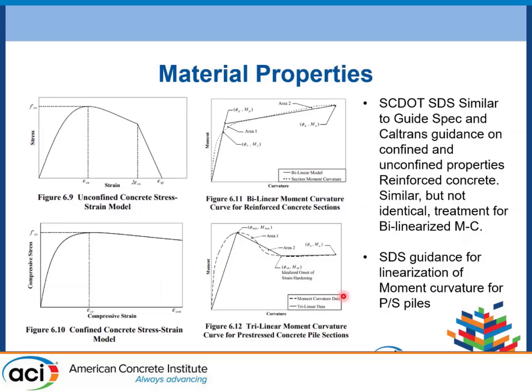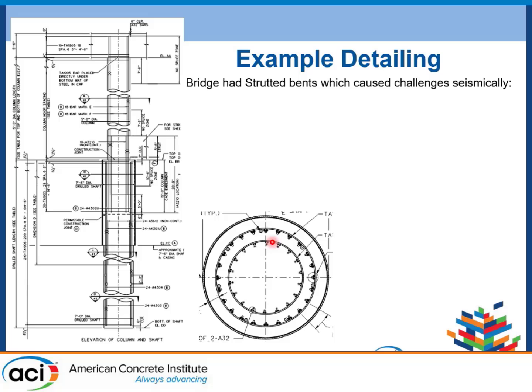SCDOT has a little bit of a different approach from, say, California, where you would use an elastic and perfectly flat curve up here for California, whereas there's a slope to that curve in South Carolina. And this is the prestressed concrete down here. All right, so a couple of examples I'm going to go through.